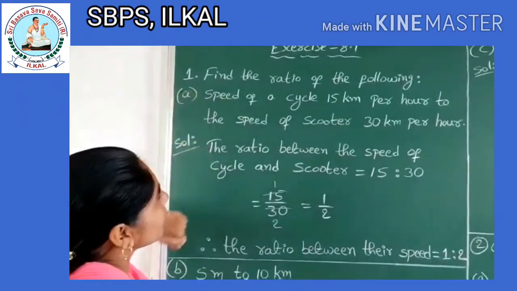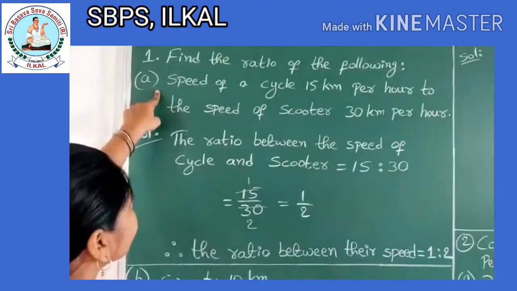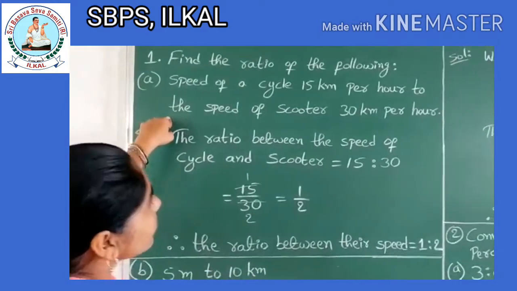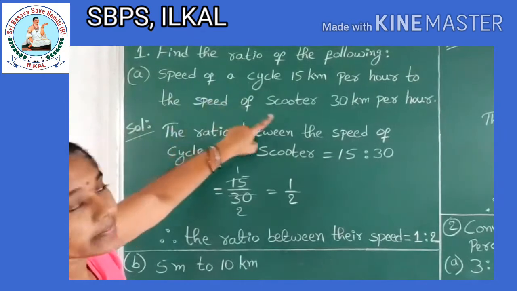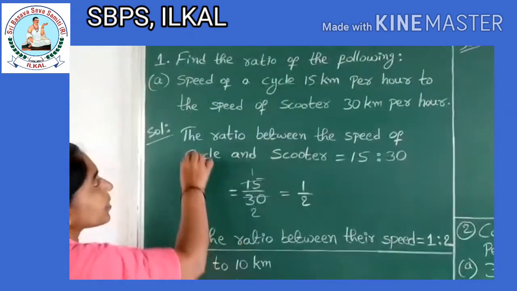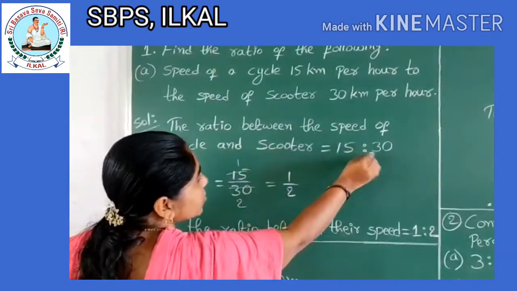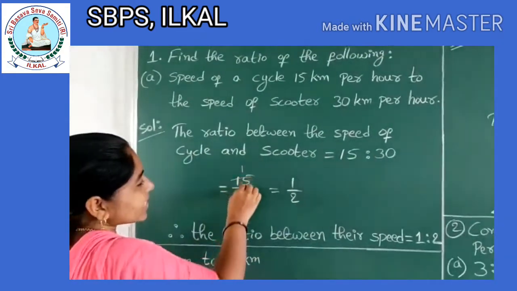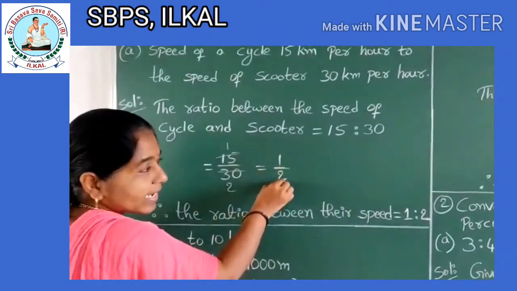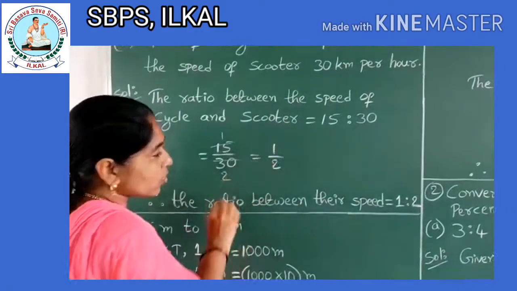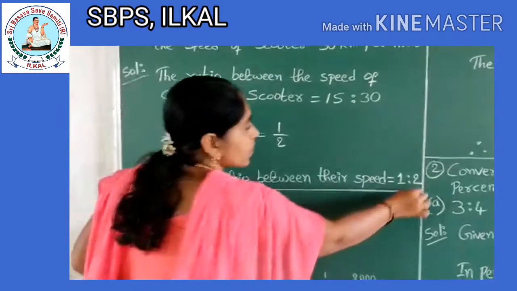Find the ratio of the following. Speed of a cycle 15 km per hour to the speed of scooter 30 km per hour. We have to find the ratio of speed of cycle to the speed of scooter. Solution. The ratio between the speed of cycle and scooter is equal to 15:30, that we can write as 15 by 30. 15 ones are 15, 15 twos are 30. If you strike out, we will get 1 by 2, which is nothing but 1:2. Therefore, the ratio between their speed is equal to 1:2.